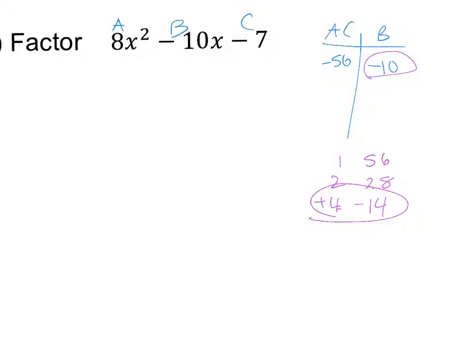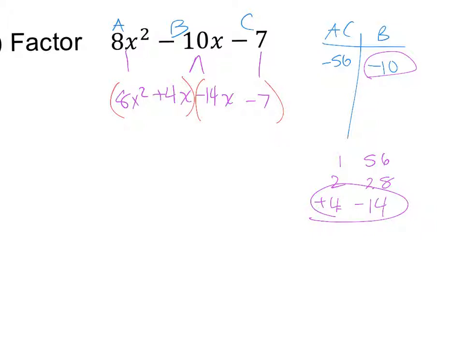These are the expansion of the middle term. Remember that. Every time you do AC method, it's the expansion of the middle term. So I'm going to expand this out to plus 4x and minus 14x. I'm going to bring down the negative 7 and the 8x squared. I look at it and I see 4 terms. Yay! I'm going to group the front 2, group the back 2.